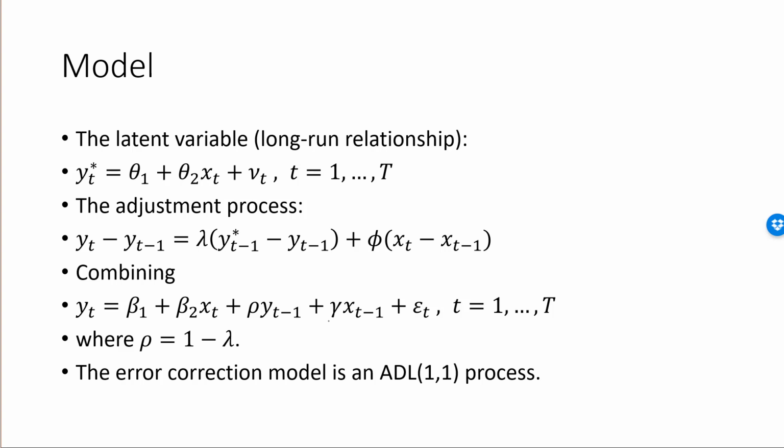Again, under reasonable assumptions on the error term, most importantly that they are not autocorrelated, we can estimate this ADL 1,1 model using simple OLS. That will give me consistent but not unbiased estimates of all the parameters, beta 1, beta 2, rho, and gamma. And from these parameters, I can get the parameters of the error correction model. So I can estimate the speed of adjustment, lambda. I can estimate the phi parameter, that is the effect that the change in x has on the change in y.